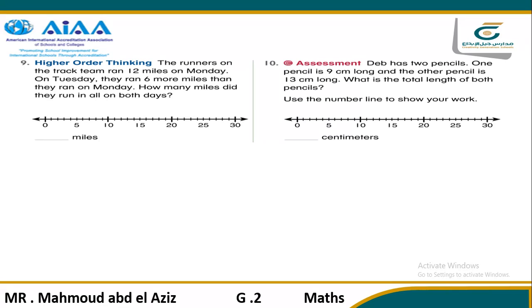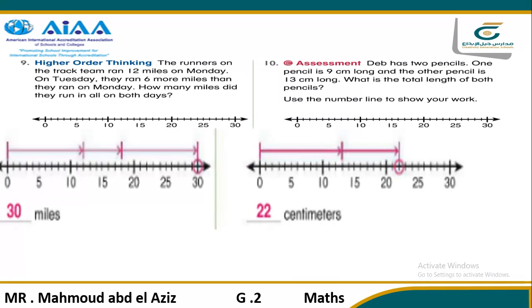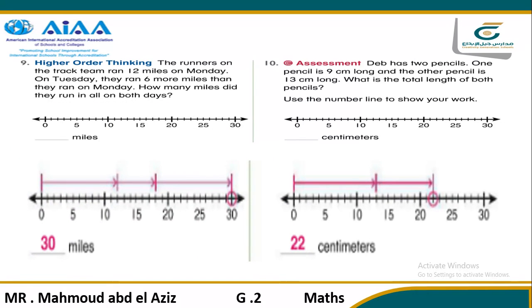Let's read it again. The runners on the track team ran 12 miles on Monday. On Tuesday, they ran 6 more miles than Monday. So on Tuesday, they ran what? How many miles in Tuesday? Excellent. We'll add them together. So 12 plus 6, which equal 18. And now we have two numbers, 12 and 18. And we will add them together. 12 plus 18 equal 30.